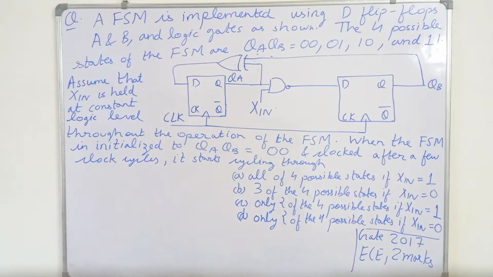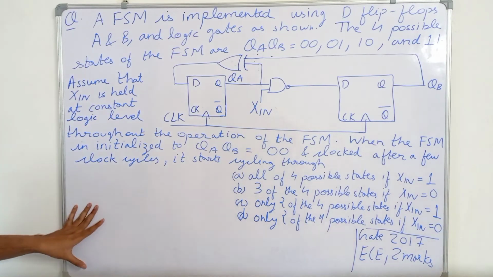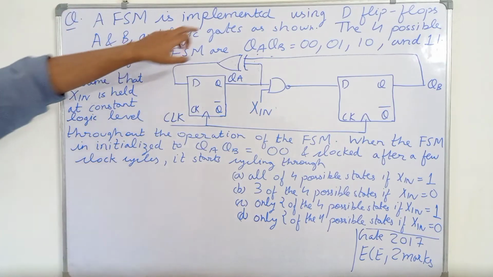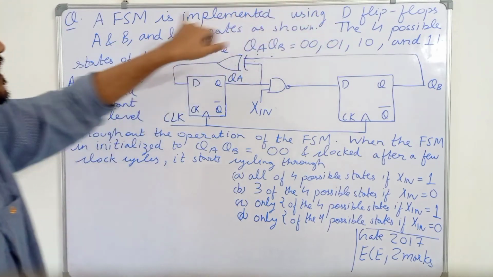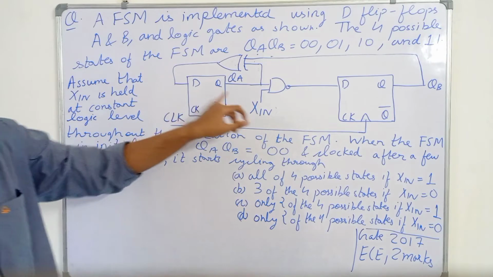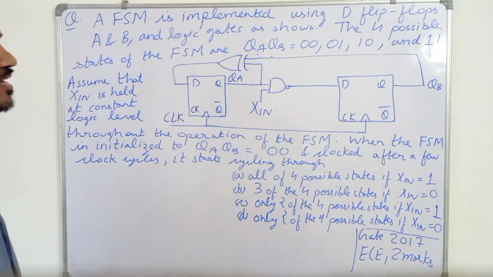So we are discussing a question from GATE 2017 from electronics. It is from the subject digital electronics, from the topic sequential systems, and it is based on finite state machine. It says that a finite state machine is implemented using D flip-flops A and B and logic gates as shown. So these are the two flip-flops which are given to us.